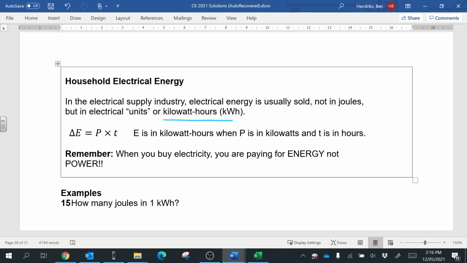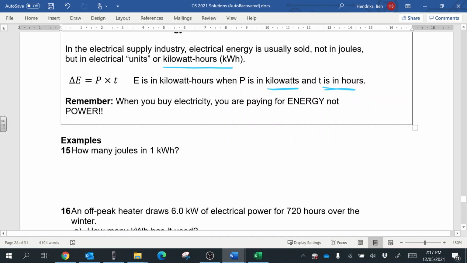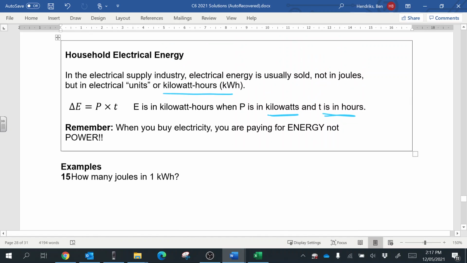This is the energy when power is in kilowatts and time is in hours, not in watts and seconds instead. Often people will say they are buying power, but you're actually buying electrical energy instead of power.